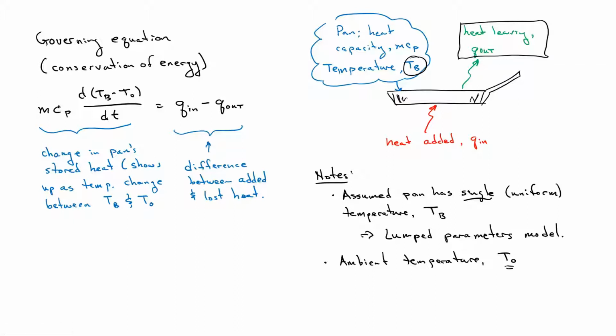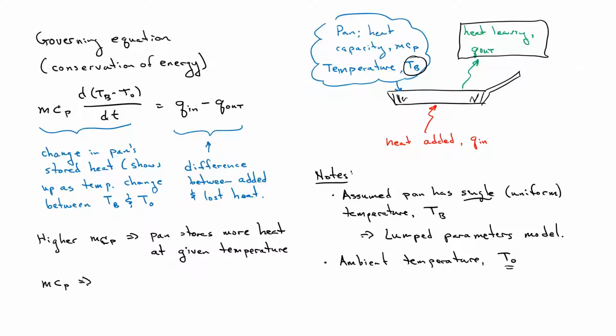I don't want to get into much detail about deriving this equation or solving it, but I do want to mention a couple of things that this equation tells you. If the heat capacity, mc sub p, gets higher, that means the pan can store more energy at a given temperature. Another thing about this equation, the term mc sub p is what is mathematically called a time constant. Roughly speaking, the time constant is how fast the system can respond to some change in input. So this is going to tell us how fast the temperature responds to some heat input Q in.